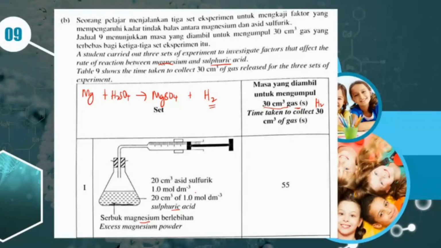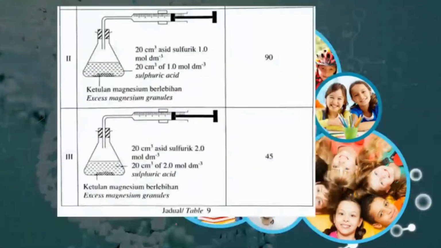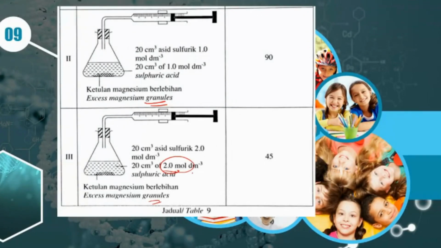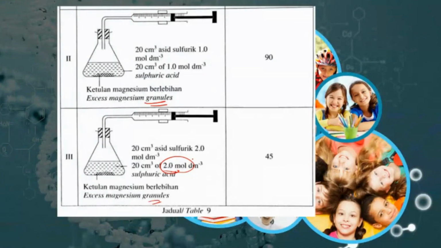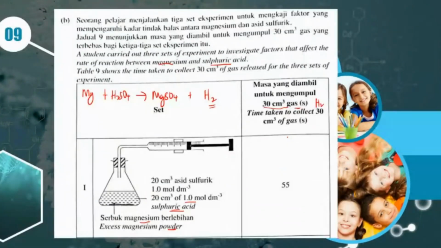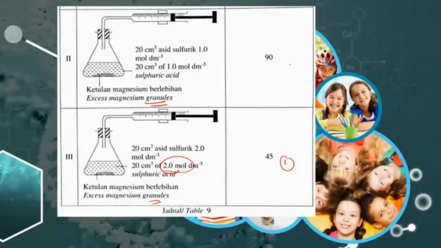So here we can see this is using the sulfuric acid. Concentration 1. This is powder. Now step 2: sulfuric acid also the same concentration, now it's granules. These are also granules, but this one has higher concentration. Now set 1, 2, and 3. So we know that the time taken, this one is the highest rate. Step 1 is the second one. Then step 2 will be the lowest rate.